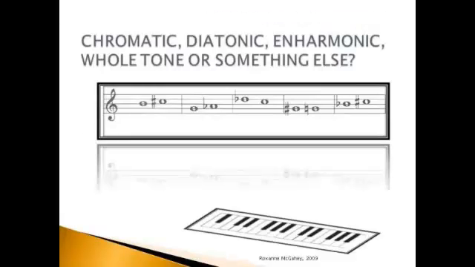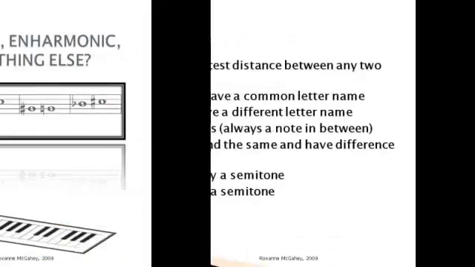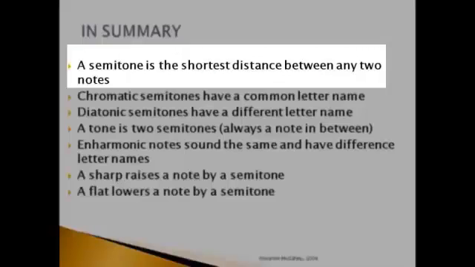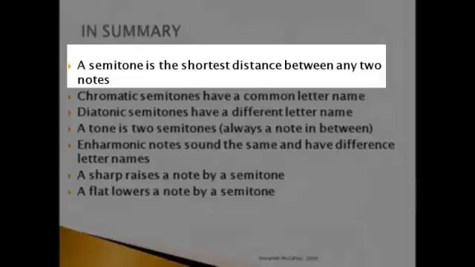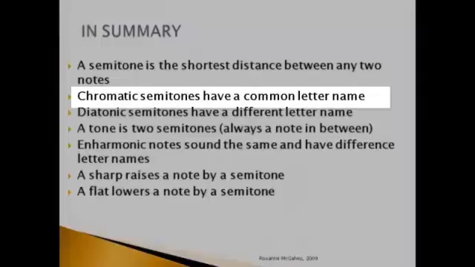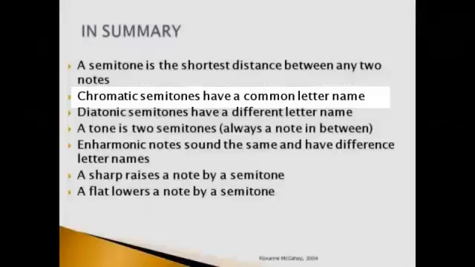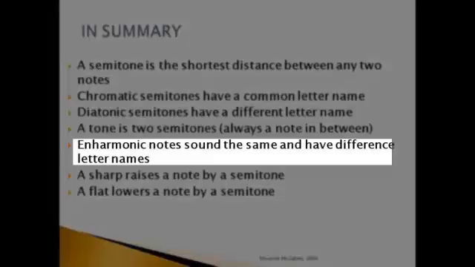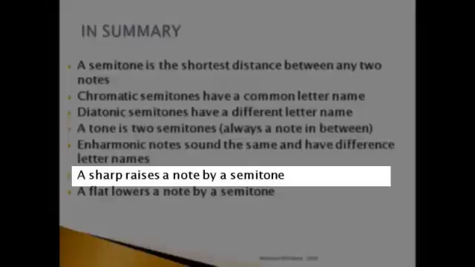To sum up semitones or half steps, just remember that it's the shortest distance between any two notes. Chromatic semitones have a common or the same letter name. Diatonic semitones have a different letter name. Enharmonic notes have the same sound, but they have a different letter name. A sharp is going to raise a note by a semitone, and a flat is going to lower a note by a semitone.